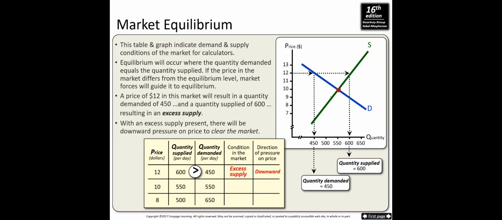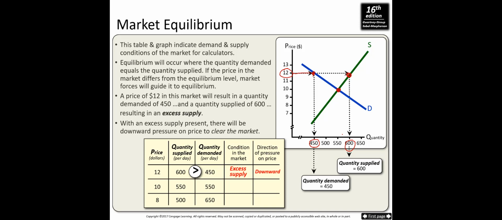If the price in the market differs from the equilibrium level, the market forces will guide it to the equilibrium. Assume a price of $12 in this market. It is mispriced, okay? They don't know and the price is not good. The demand, reading from the demand curve, is 450. Now let's look at the supply at that price: 600. So what do we have here? Excess supply. More calculators are produced than people could buy.